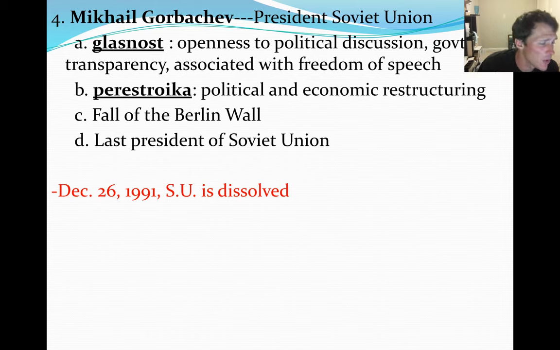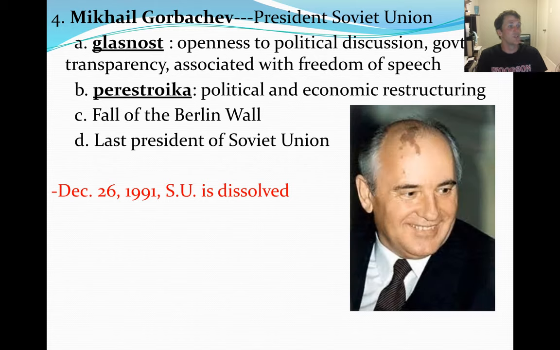So you also have Mikhail Gorbachev, right? Do I have a picture? I do. So he is the president of the Soviet Union. He's going to be essentially the last leader of the Soviet Union, leading into their dissolution. Ultimately, he pushes forth two policies. The first is known as glasnost, which is an openness to political discussion and government transparency associated with a new freedom of speech that didn't really exist in the Soviet Union, right?